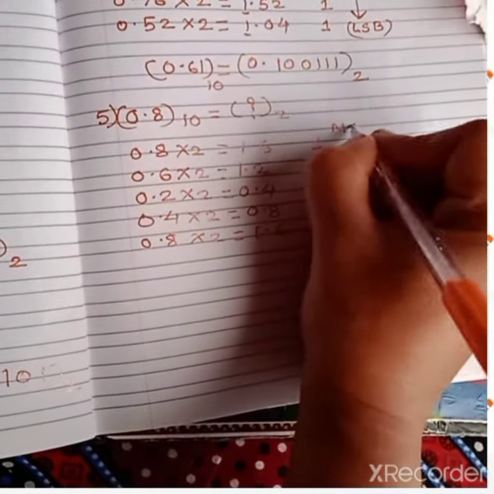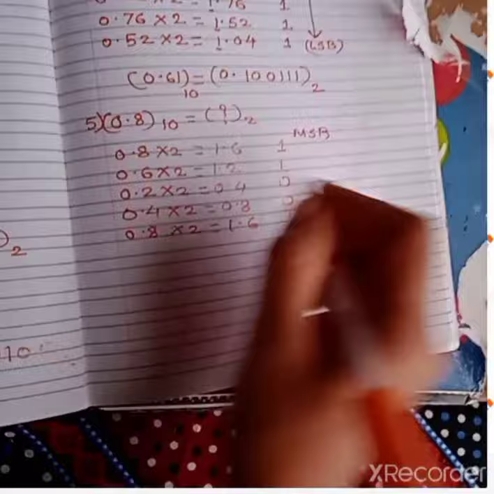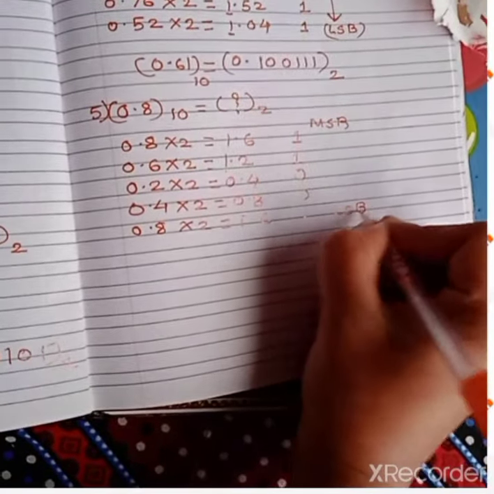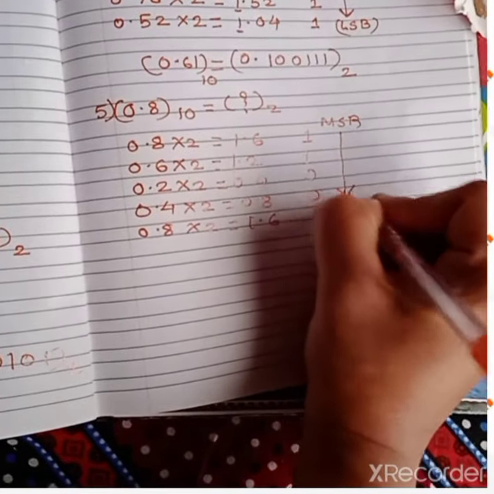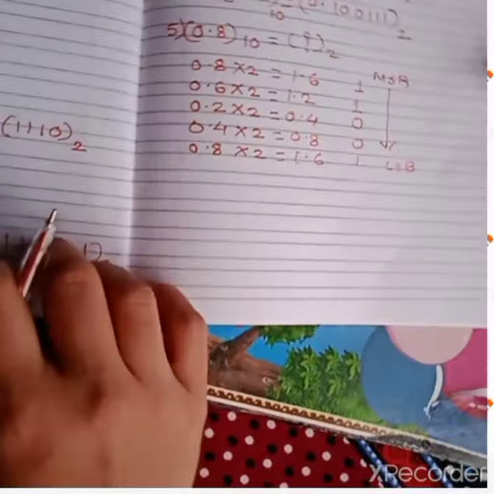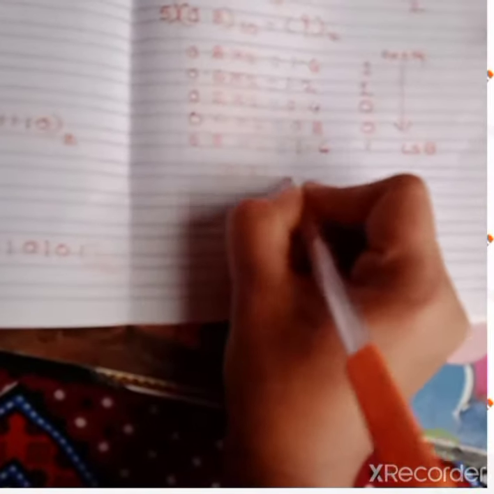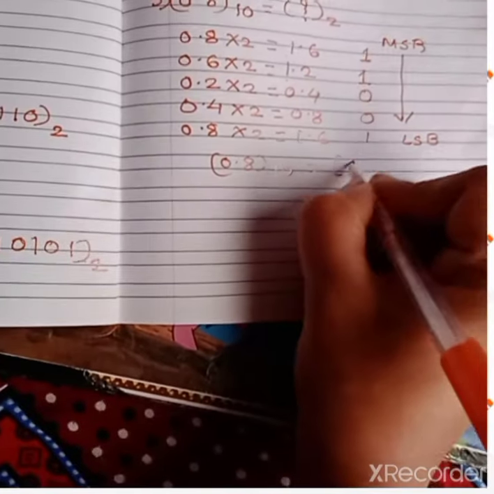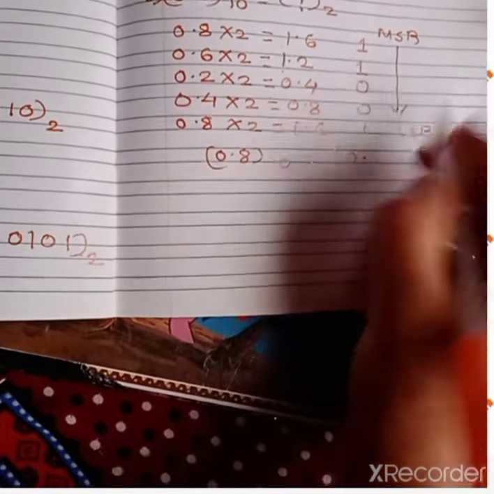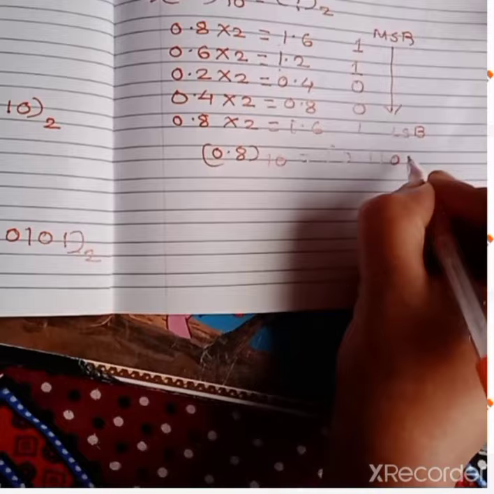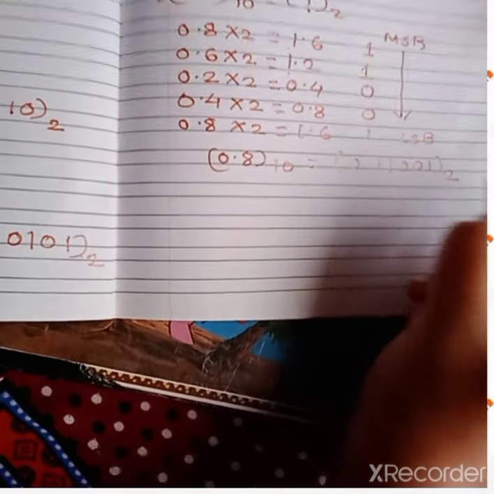So again MSB here, LSB here. Copy your result from top to bottom. So your answer is 0.8 decimal is equivalent to 0.11001 to the base 2.